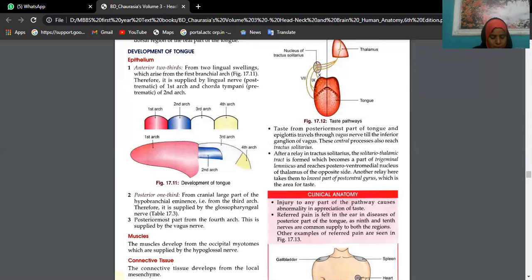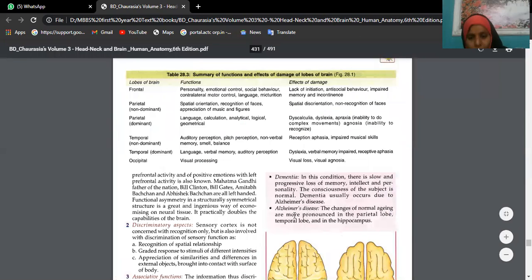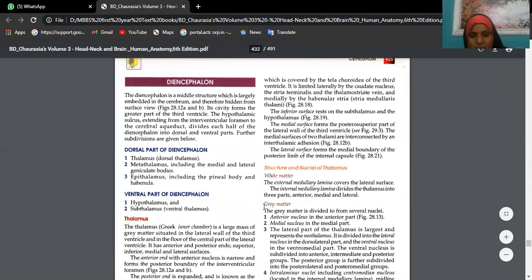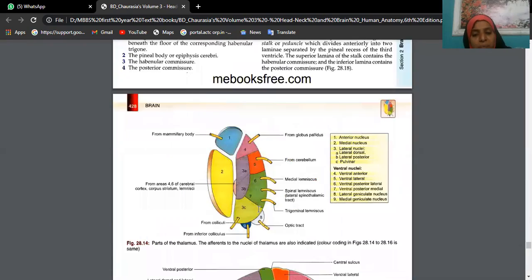Interpeduncular fossa. We'll go with head and neck questions first, beta. Yes, ma'am. Interpeduncular fossa. Where do we see it, beta? In the brain, base of the brain. Peduncles. Even if you don't answer, you start thinking, no? That itself will create so much memory in your brain. Ma'am, I could not answer. That's the reason you will remember more.